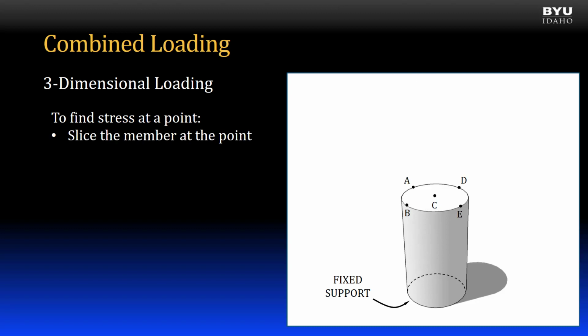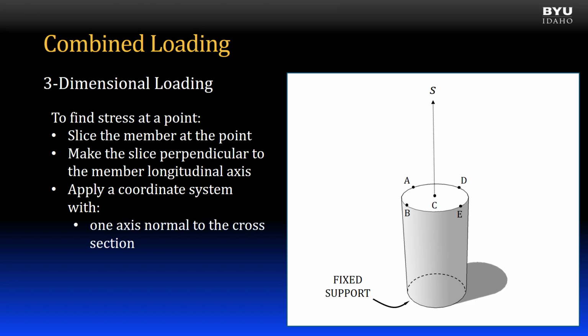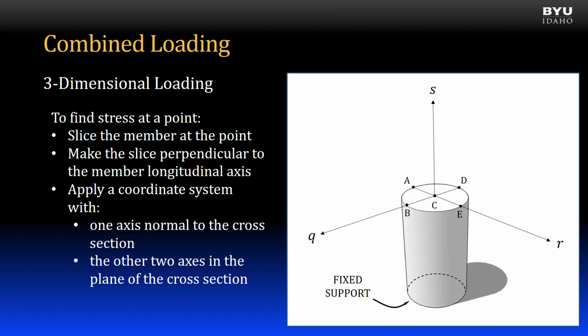We will slice the member at the point of interest. The slice is always perpendicular to the member's longitudinal axis, giving the smallest possible cross-section. We then apply a coordinate system to the cross-section. Draw the coordinate system centered at the centroid of the cross-section. One axis will be normal or perpendicular to the cross-section. The other 2 axes will be oriented in the plane of the cross-section. The axes labeled as X, Y, and Z are arbitrary and can be changed. Therefore, I've labeled the axes as Q, R, and S.